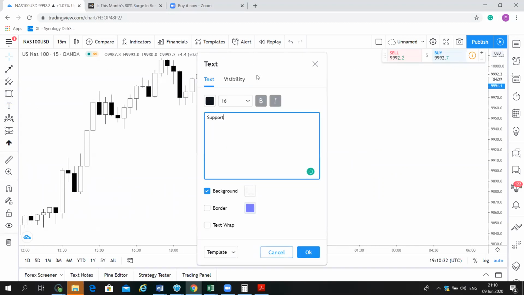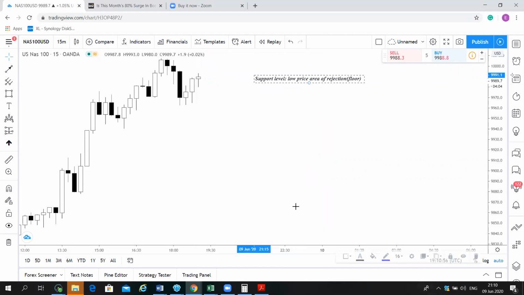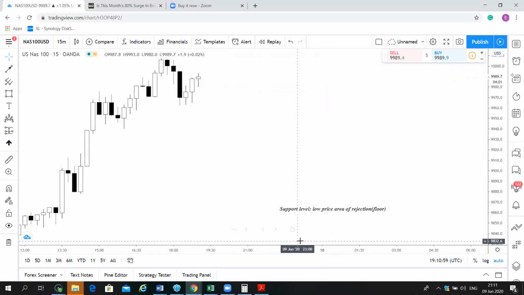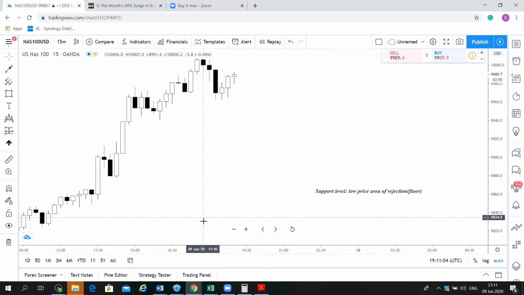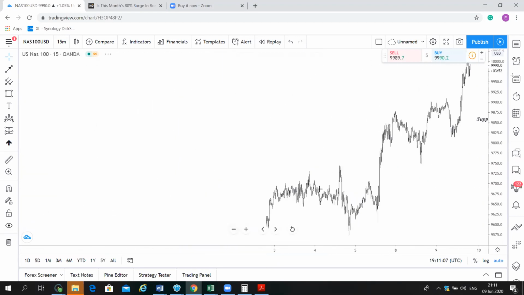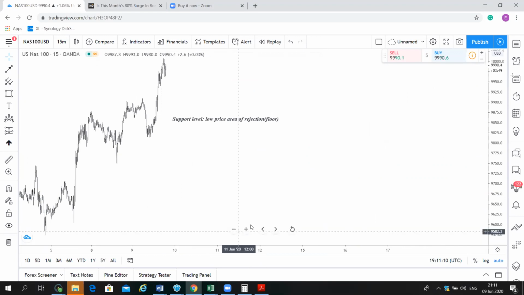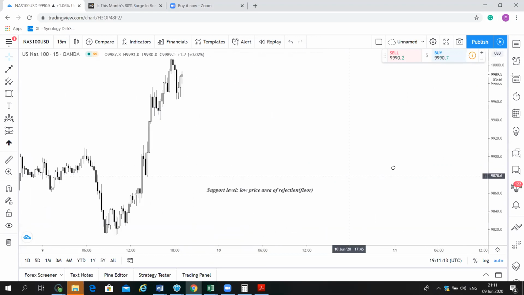The reason I'm coming to this, guys, remember I'm trying to build this into something bigger. A support level is the low price, the low price area of rejection. The reason I call it a low price or area of rejection, or a floor, is because this is the low level where we expect the market to reject. When the market goes up, it doesn't just go up forever. It goes up and comes down.